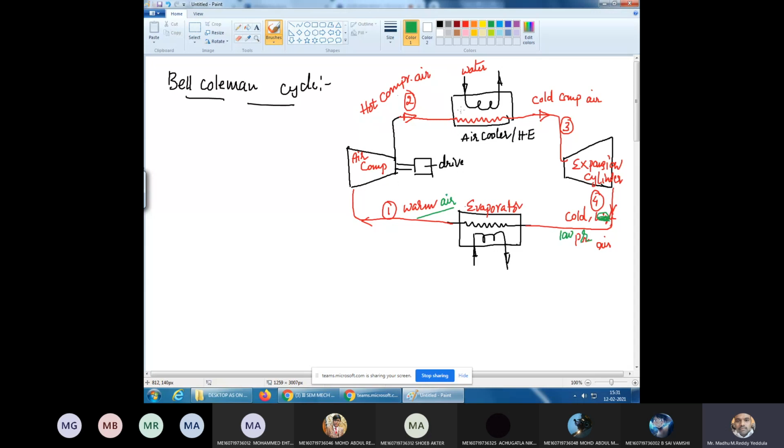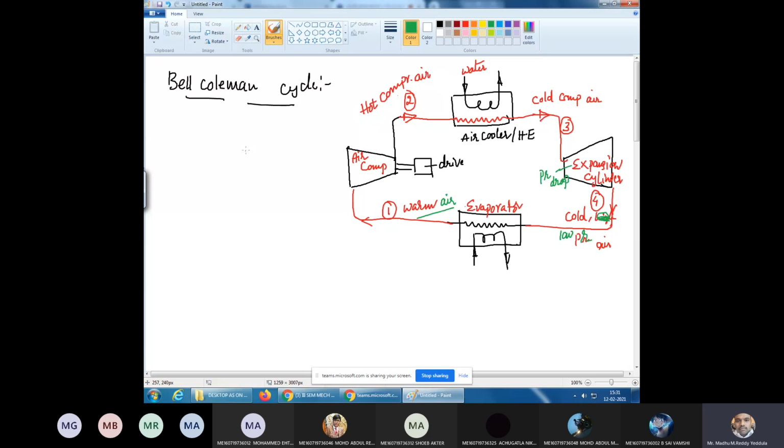This warm air is allowed to pass through the compressor, and thereby its pressure and temperature will be increased. Again, we are dropping its temperature by passing it through the air cooler or condenser. This cold compressed air of the same pressure is allowed to pass through the expansion. During this expansion, pressure drops, or I can say enthalpy drop also, right? Because H equals Cp into T, or H equals U plus PV. So during the expansion process, enthalpy drop takes place.